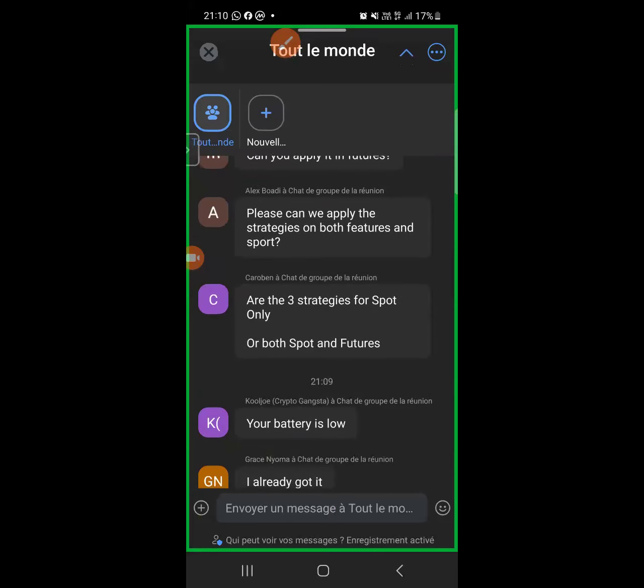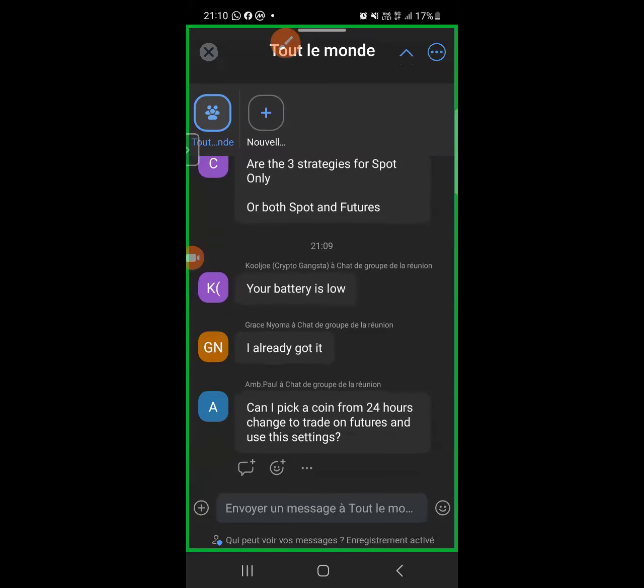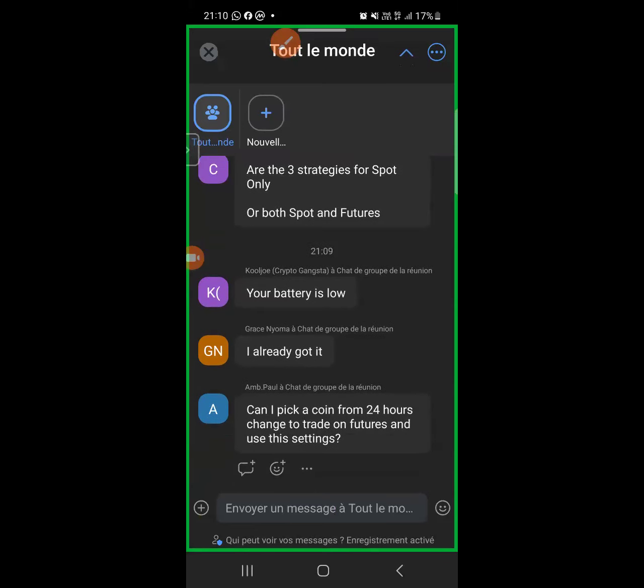Okay, so that is it. So I hope I have replied. Can I pick a coin from the 24 hours change to trade on future and use these settings? You can use the settings. I have already replied, I think. I said if you are using the settings or your strategy, you have to always think about an extra amount of money in your future account. Don't leave that limit.